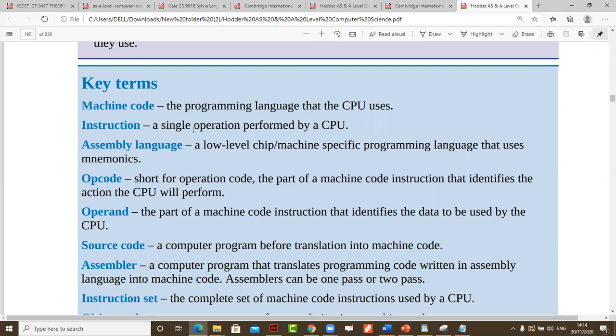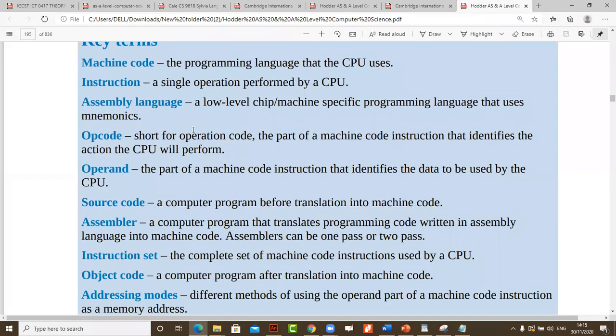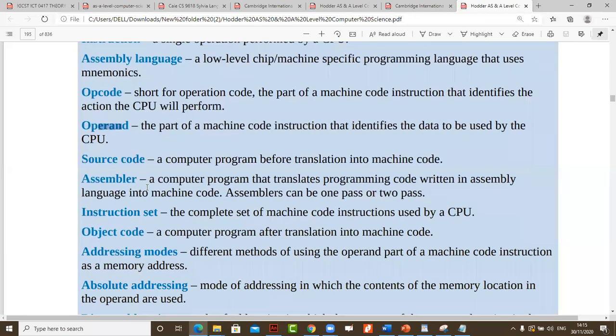Machine code is the programming language that the CPU uses. The hardware understands your zeros and ones, the binary. Okay. Instruction क्या होगी? Instruction is a single operation performed by CPU. Assembly language. Opcode में discuss कर लिया. Operand discuss कर लिया. मैं आपको example देता हूँ. Source code, a computer program before translation into machine code, we call it source code. Okay, source code मैंने आपको दिखाया था.